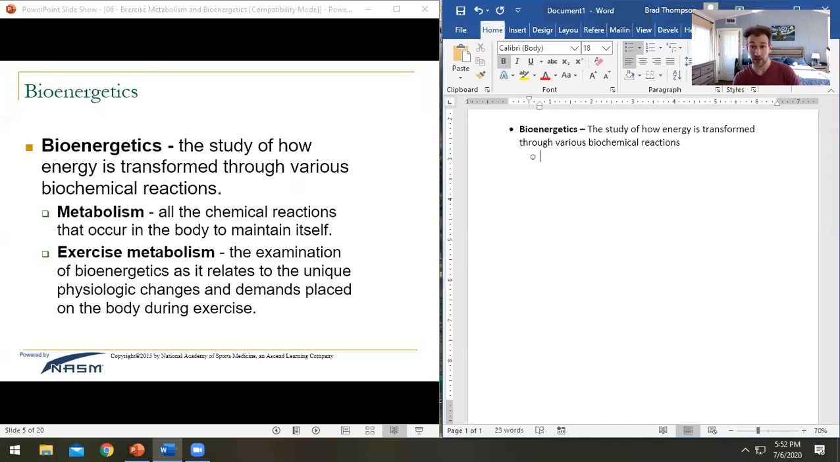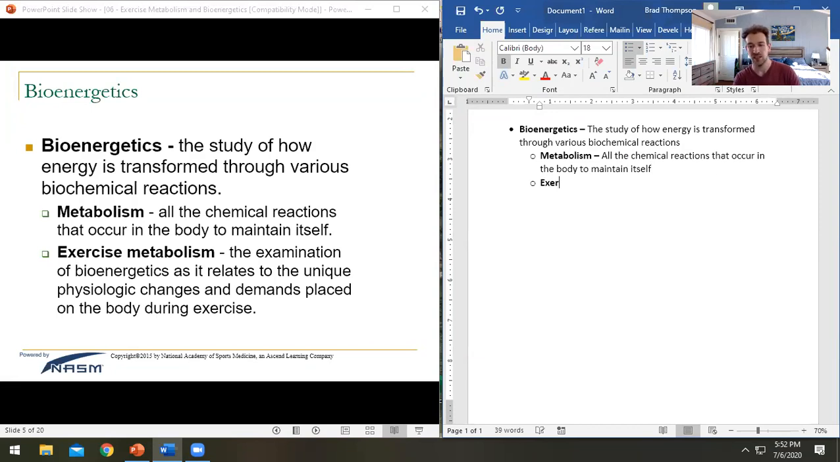We're going to look at regular old metabolism, which has that classic definition that we've already got in our notes, which is any and all chemical reactions that occur in the body to maintain itself, right? So it's literally any reaction. If it's chemical, that's part of your metabolism. But there's a subversion here that's very specific to us, and that's your exercise metabolism.